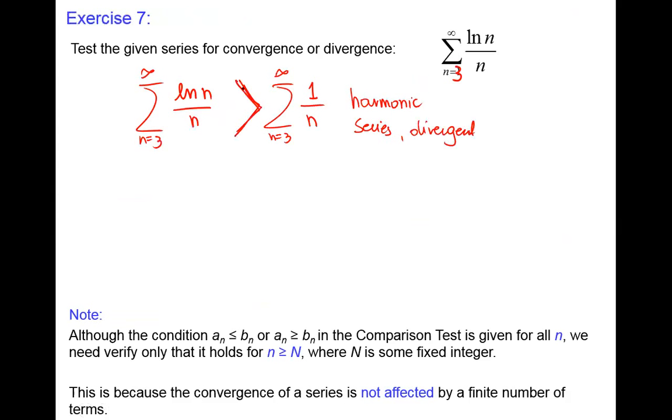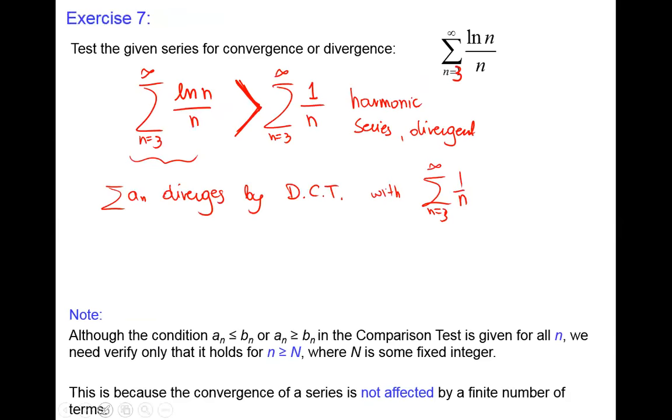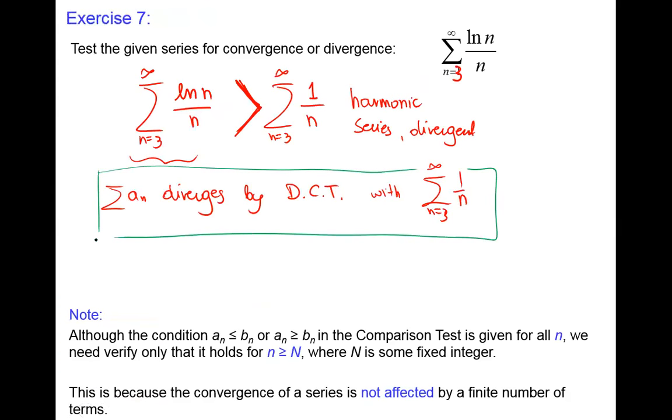Everything that is greater than an unbounded sum is also divergent. That means my original series diverges by the direct comparison test, and we are comparing with 1 over n. Actually, I can rewrite, no problem. Let's start with 3. Okay, that's my final answer.